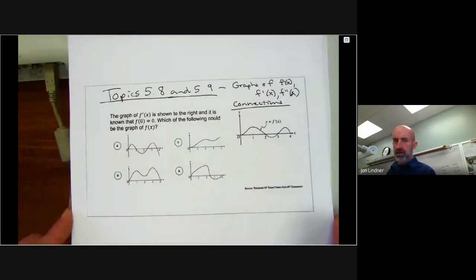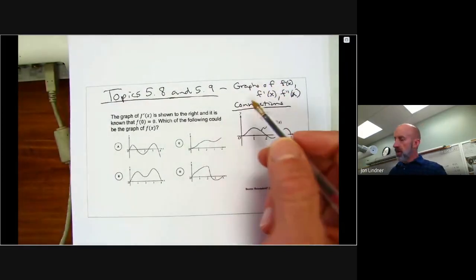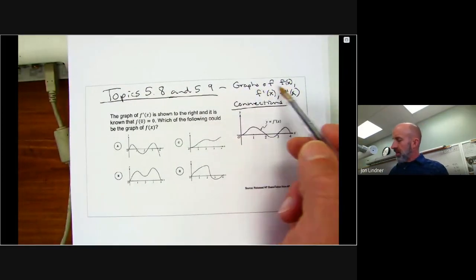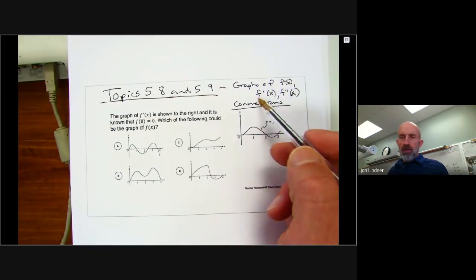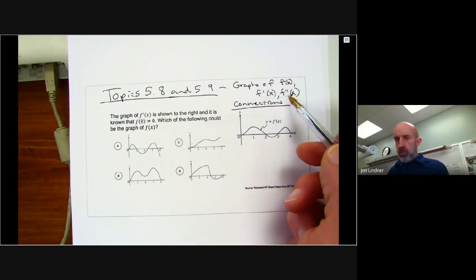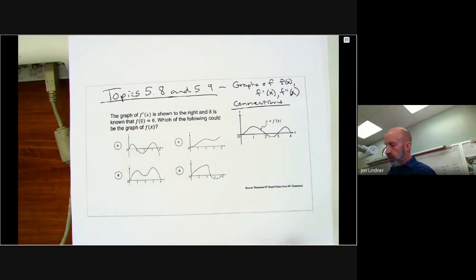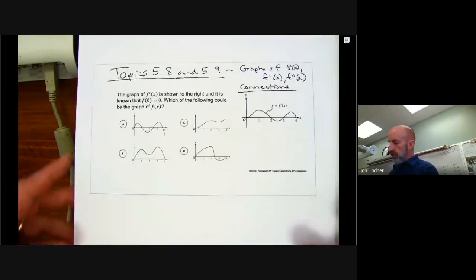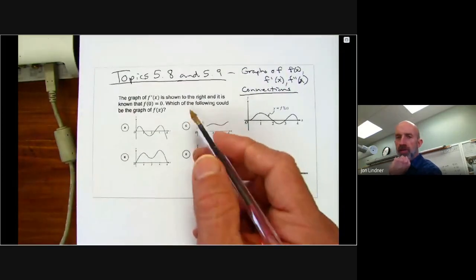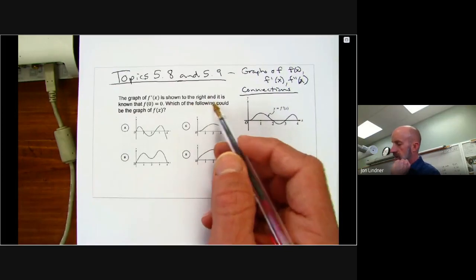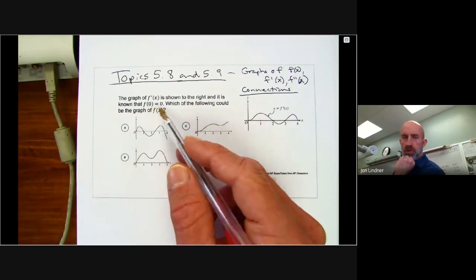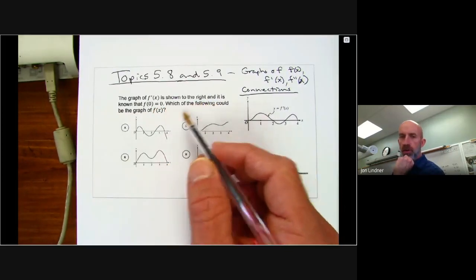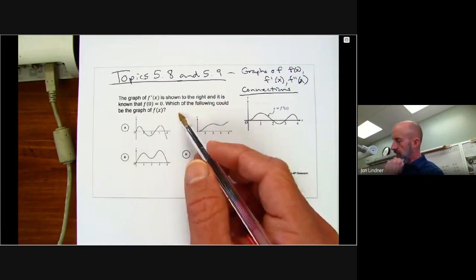Now, topics 5.8 and 5.9 in our standards are talking about connecting the graphs of f prime and f double prime, and the connections between those. So let's take a look at this first problem. The graph of f prime of x is shown to the right, and it is known that f of 0 is 0. Which of the following could be the graph of f of x?